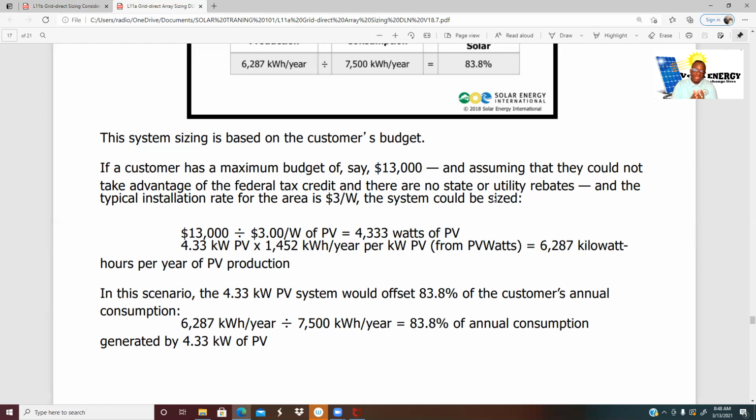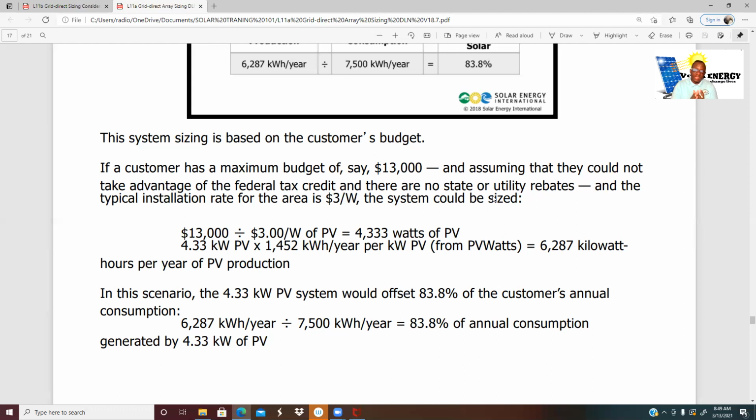Now, taking in consideration this example, say that the customer budget is $13,000 divided by the cost of installation, which is $3 per watt, giving them a 4.33 kilowatts PV system. We're going to multiply that by the area kilowatts hour per year. We find this 1,452 by using our PV watts calculator.